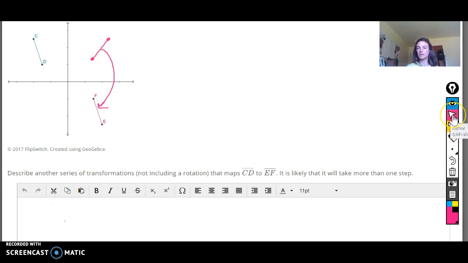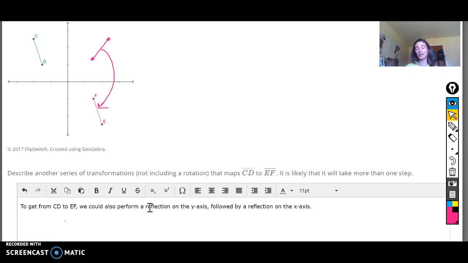So let's go ahead and type in, to get from CD to EF, we could also perform a reflection on the y-axis followed by a reflection on the x-axis. Okay, we could also go x-axis then y-axis. Either way, we're getting two reflections over axes. Okay, so that's the same as a 90 degree rotation followed by another 90 degree rotation, which is the same as a 180 degree rotation.